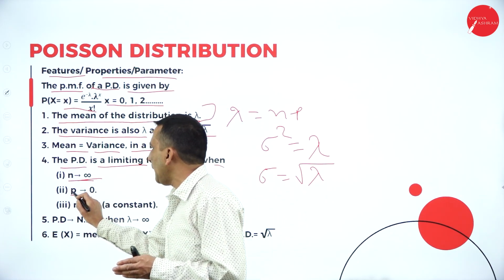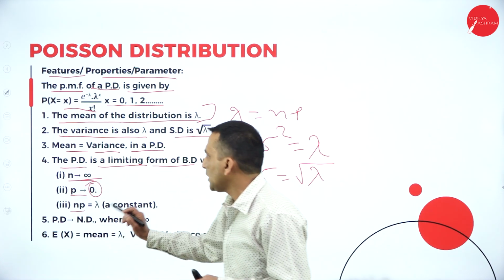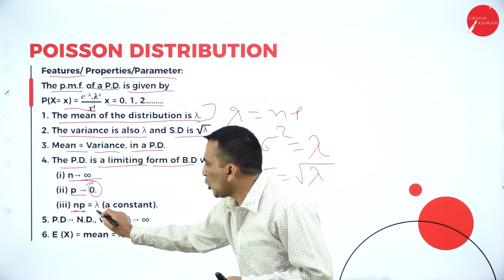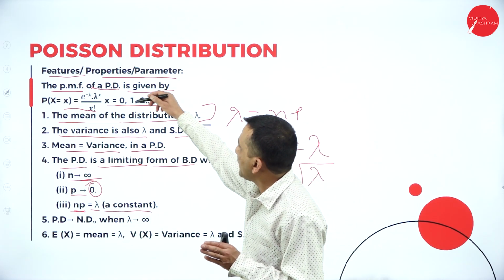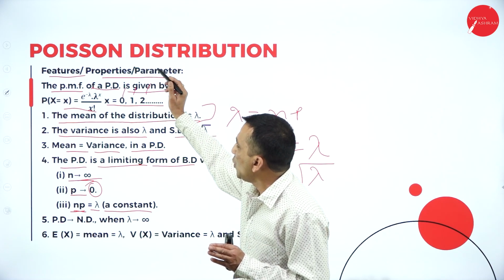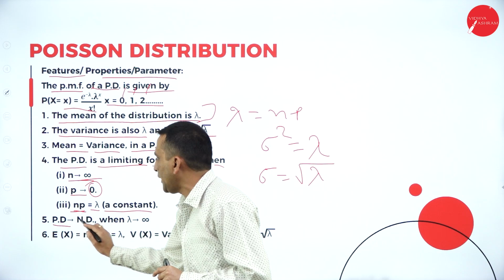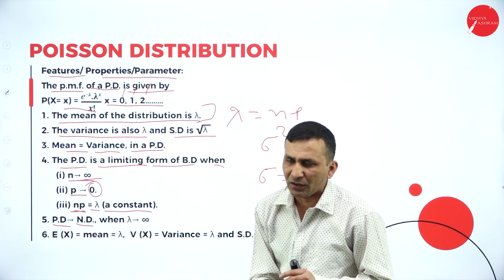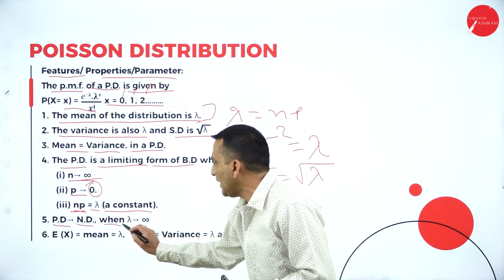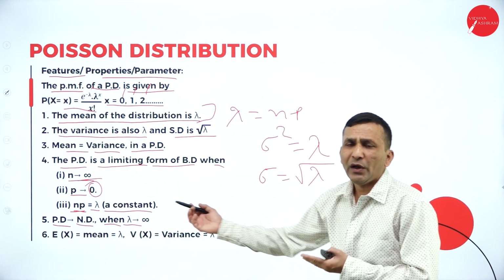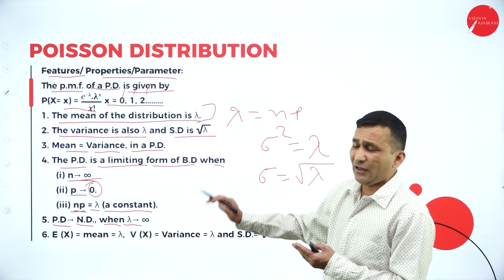So the probability p tends to 0, always more than 0. Here the third one, np is equal to lambda, which is always constant, whether you are doing it for the x variate like 0, 1, 2. The Poisson distribution tends to the normal distribution when lambda tends to infinity, which means the value keeps extending.